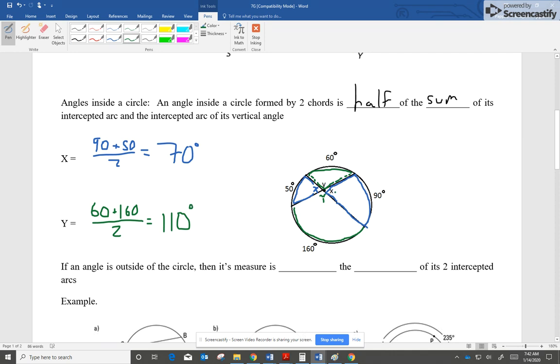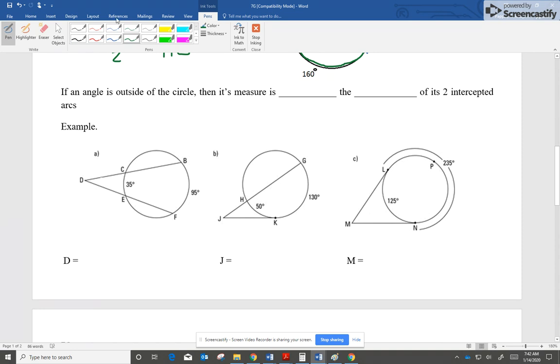We should know that angle X and angle Y here form a straight line, so they should add up to 180. And our two answers do just that, 70 plus 110 add up to 180. So that's a good way to check, okay? So when the vertex of the angle is inside the circle, you have to take the two arcs that it creates, add them up, and divide by 2, okay?